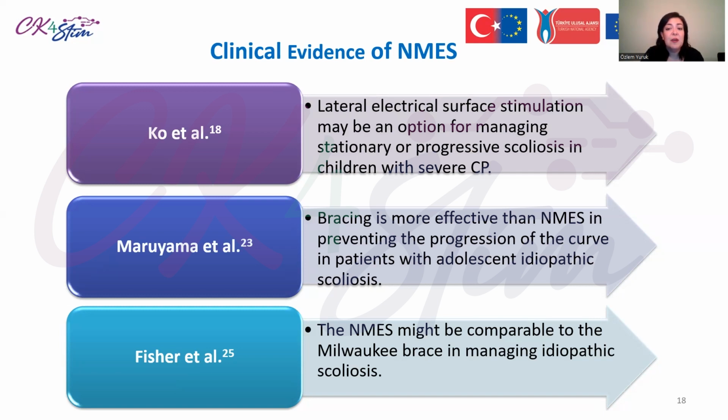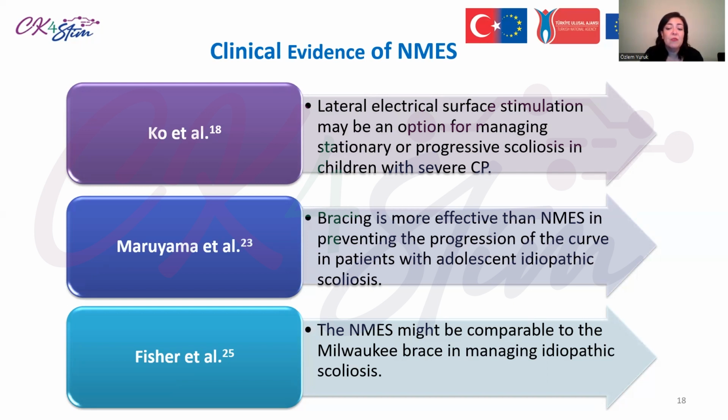Electrical stimulation was applied 2 sessions per day. They found that lateral electrical surface stimulation may be an option for managing stationary or progressive scoliosis in children with cerebral palsy. Maruyama et al. found that bracing is more effective than electrical stimulation in preventing the progression of the curve in patients with adolescent idiopathic scoliosis.